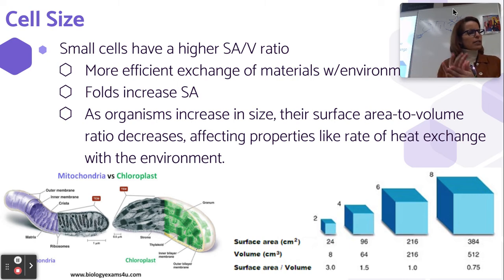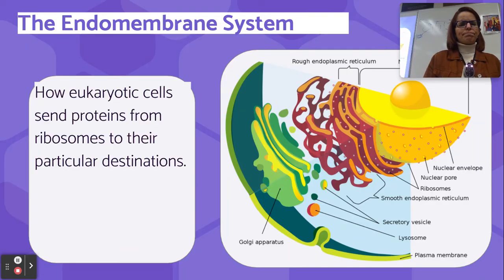And then as organisms increase in size, their surface area to volume ratio decreases. So elephants have a lower surface area to volume ratio than mice do. So their rate of heat exchange is very different. Elephants take a long time to heat up and a long time to cool down. And mice, their body temperatures change super, super fast because they're small. All right, I am moving on.